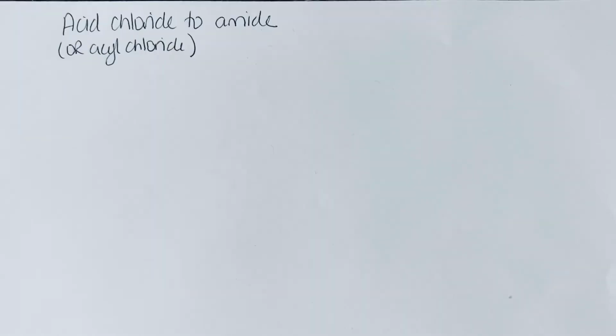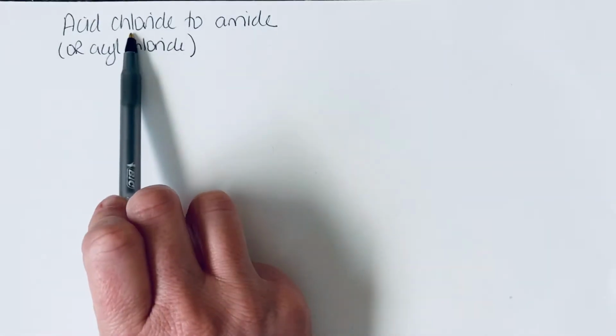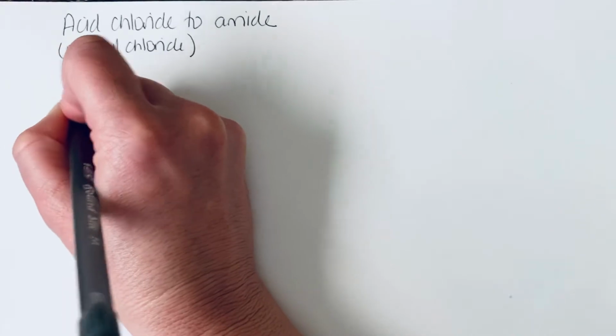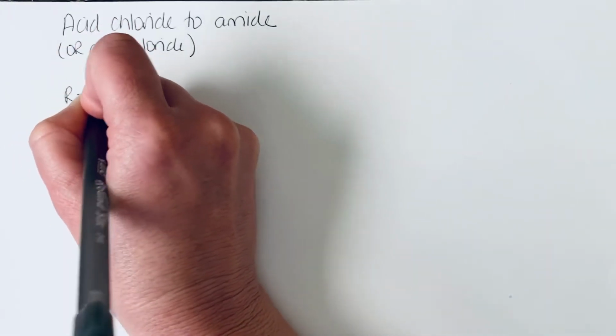So in this video, we're going to look at the conversion of an acid chloride to an amide. Your acid chlorides are your most reactive carboxylic acid derivatives, so we can easily convert them into our less reactive carboxylic acid derivatives. So here is the general structure of an acid chloride.